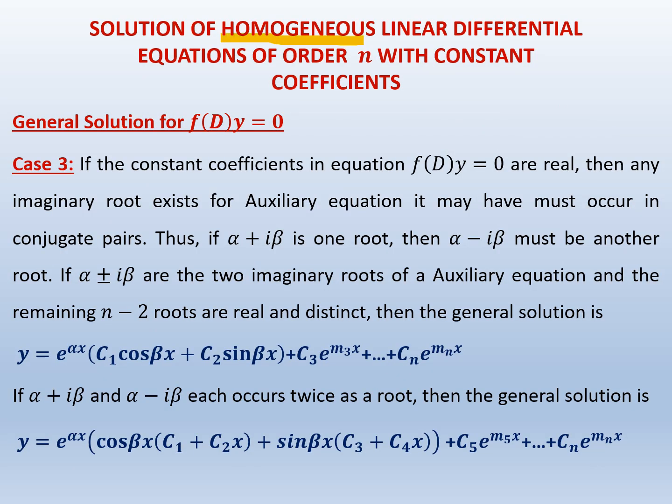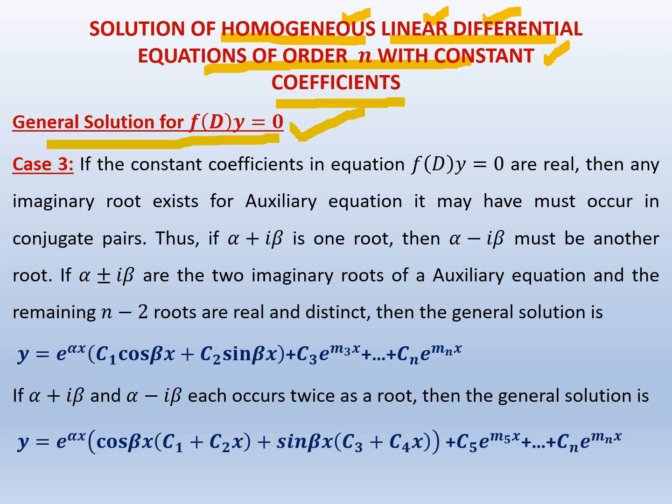To solve a homogeneous linear differential equation of order n with constant coefficients, one first solves the auxiliary equation to determine roots. Based on the nature of roots, we can find the general solution for f of D y equals 0. Here, f of D y equals 0 is the symbolic form of homogeneous linear differential equations of order n with constant coefficients. Now, let's see case 3, which arises while solving the auxiliary equation.